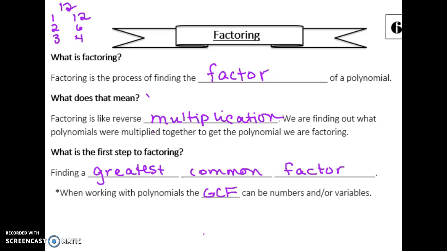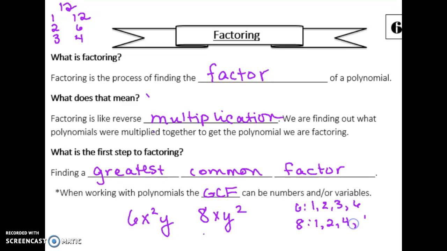So when we're working with polynomials, if I had, for example, the monomial 6x squared y, and then I had the monomial 8xy squared, and I wanted to find the greatest common factor, I would first look at the coefficients, the numbers 6 and 8. My factors of 6 are 1, 2, 3, and 6, and my factors of 8 would be 1 and 8, 2 and 4, so it would be 1, 2, 4, and 8. So my greatest common factor for the coefficient would be 2.